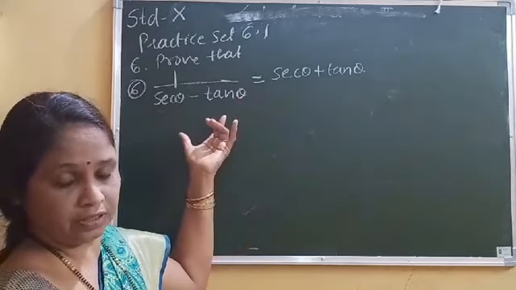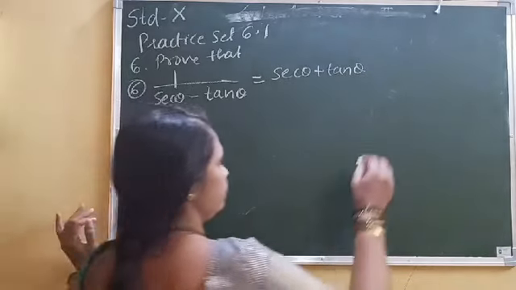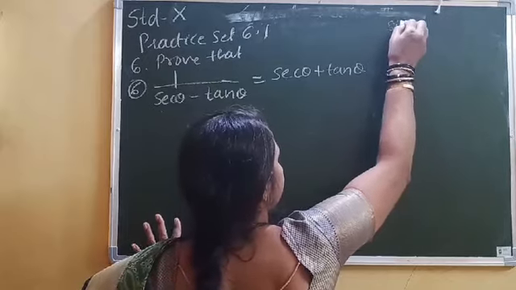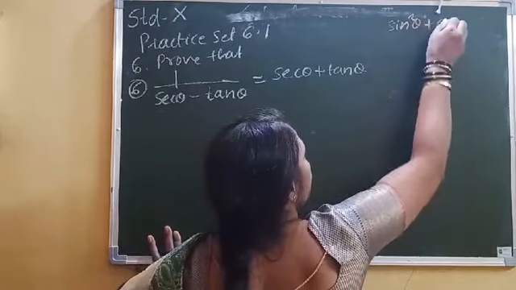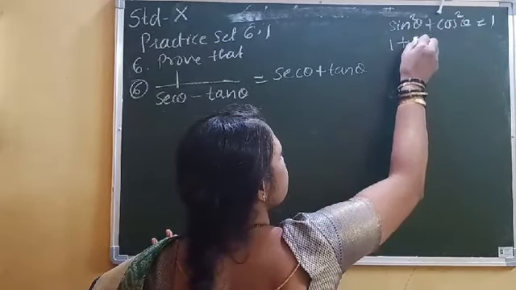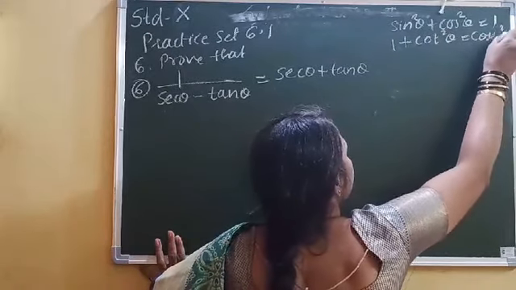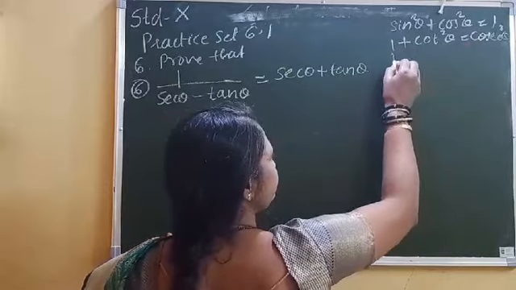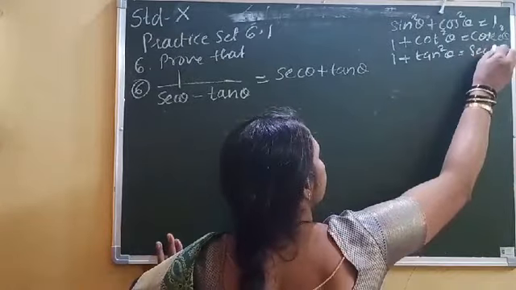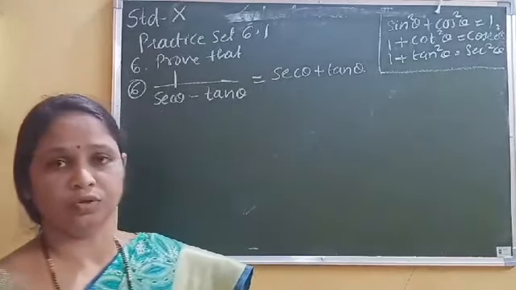Now taking the LHS side, we must get the RHS side. For this, I will first write 3 identities here. Sin square theta plus cos square theta is equal to 1. Next is 1 plus cot square theta is equal to cosec square theta, and the third one is 1 plus tan square theta is equal to sec square theta. These 3 identities you must know thoroughly.